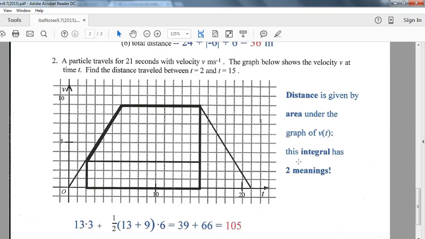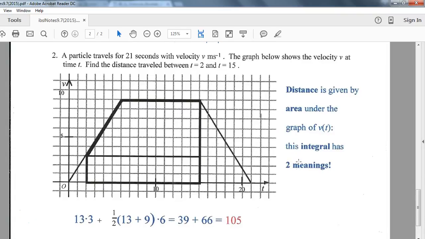All right, last one, and again, you can give this one a try ahead on your own if you'd like. So for number 2, here we are again, we're given a velocity function for a total of 21 seconds. So you can see this goes from 0 to 21. And they want us to find the total distance traveled from 2 to 15. And so we're going to go from right here all the way over to 15.